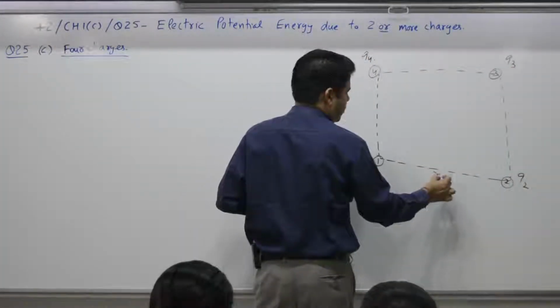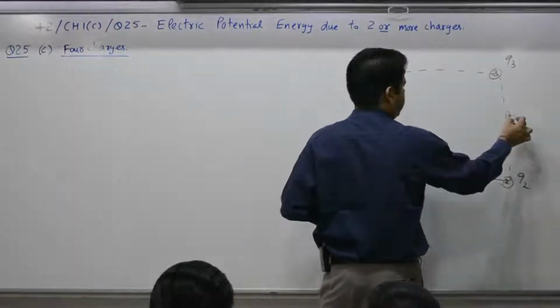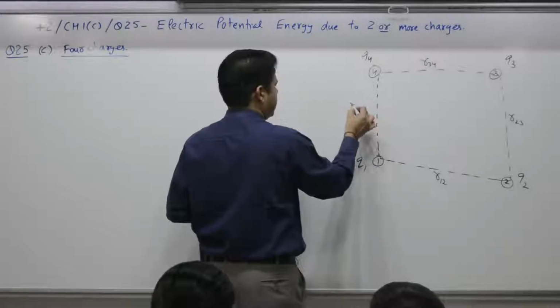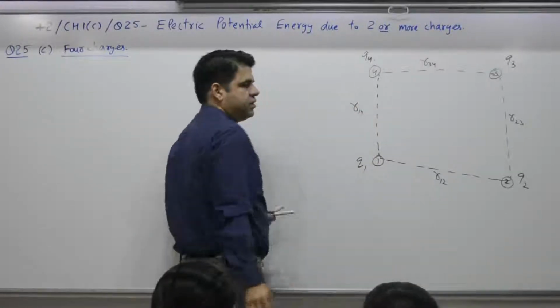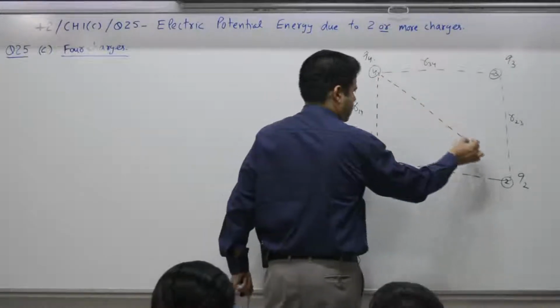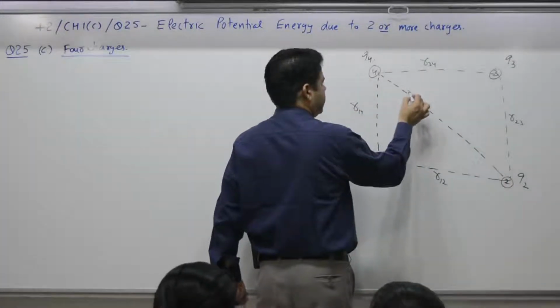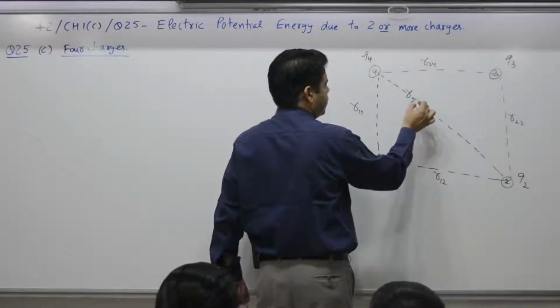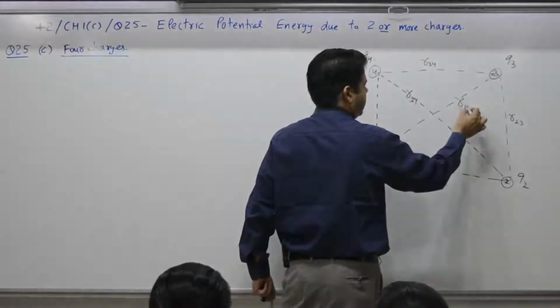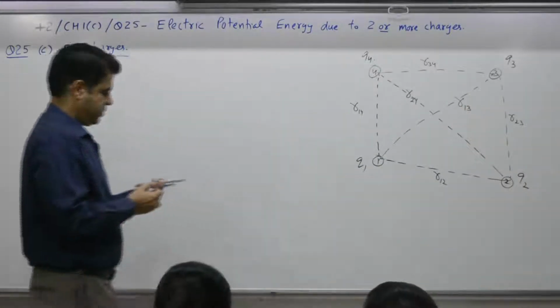Distance between 1 and 2 is R12. 2, 3 is R23. Between 3 and 4, R34. Your choice, R14 or R41. There's a distance between these two also, R24 or R42. Your choice. R13 or R31.